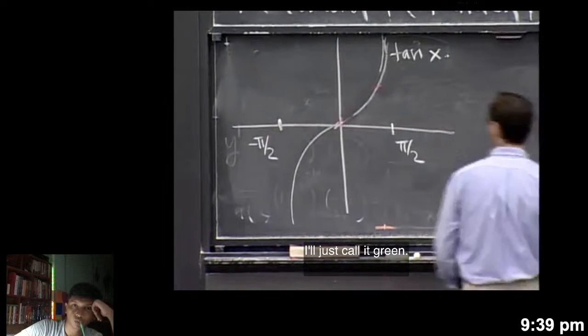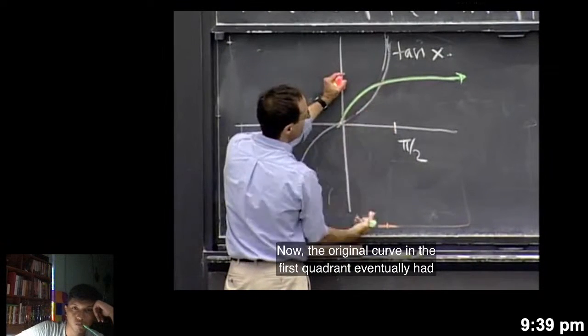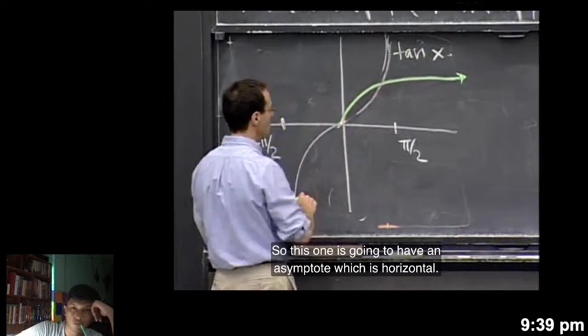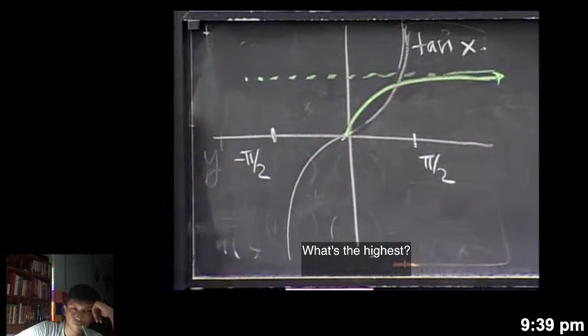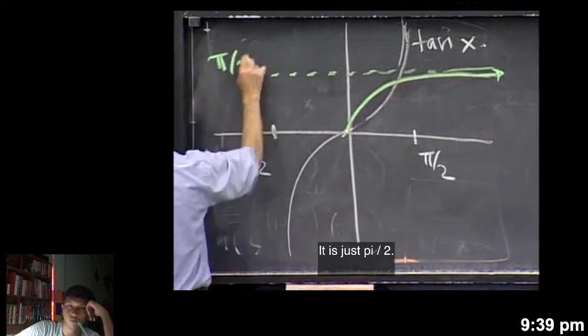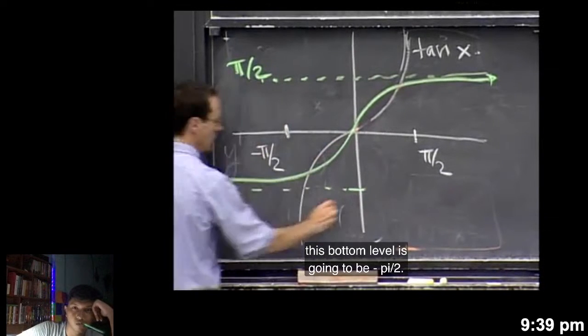Now, the original curve in the first quadrant eventually had an asymptote which was straight up. So this one is going to have an asymptote which is horizontal, and that level is what? What's the highest? Right there. This is pi over 2 up here. Similarly the other way, and this bottom level is going to be minus pi over 2. So there's the picture of this function.